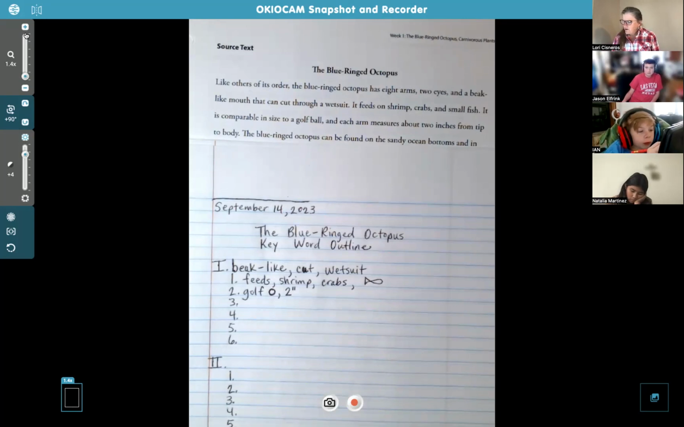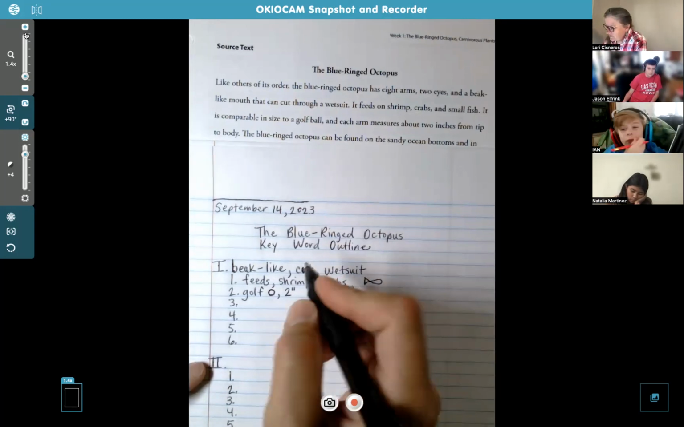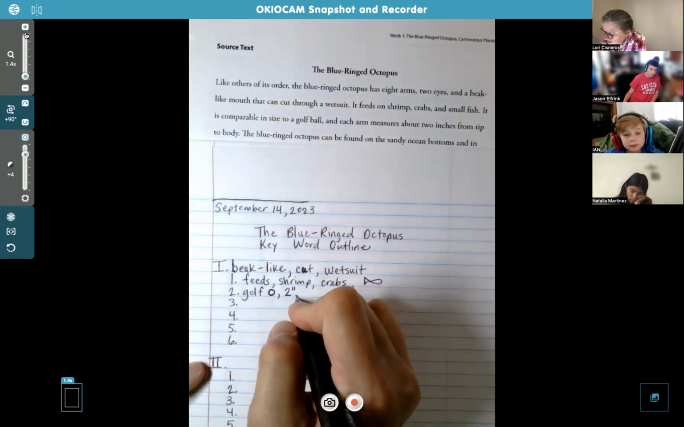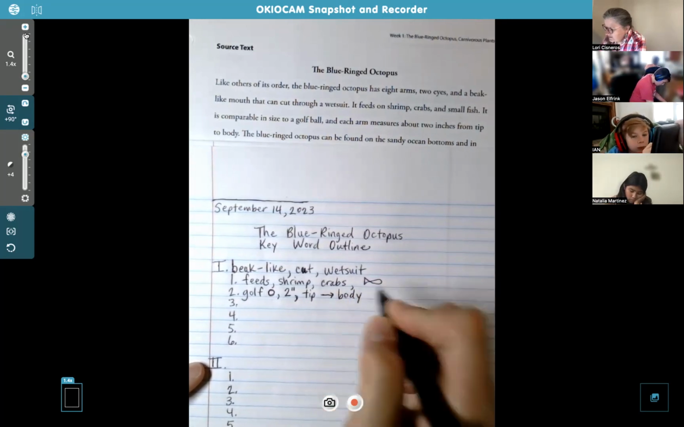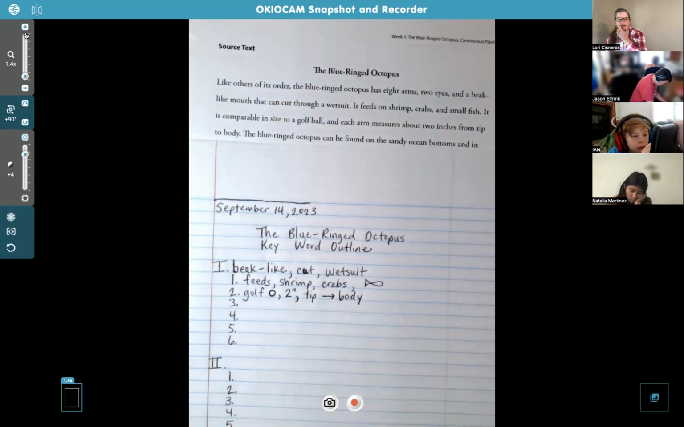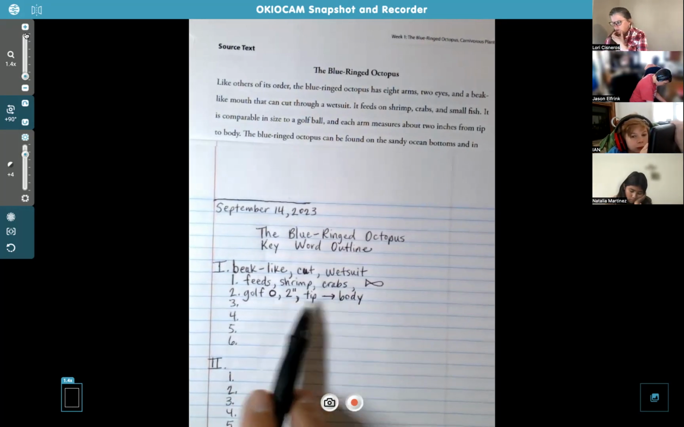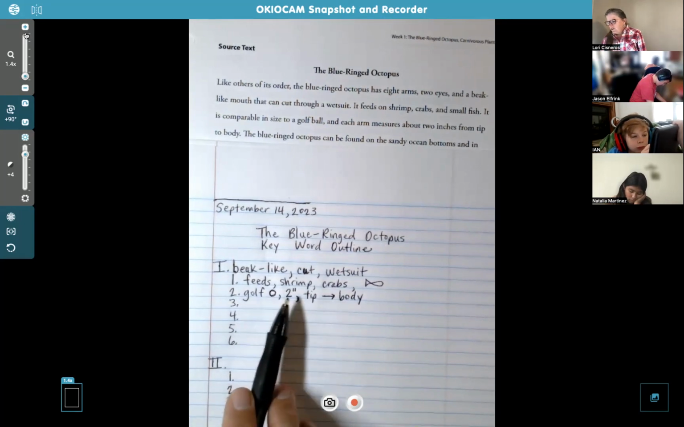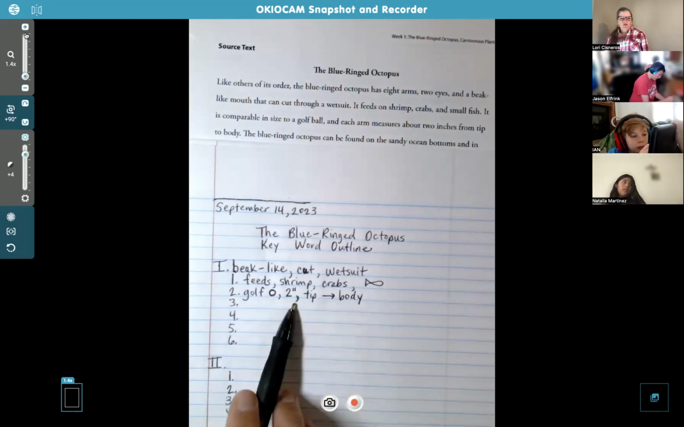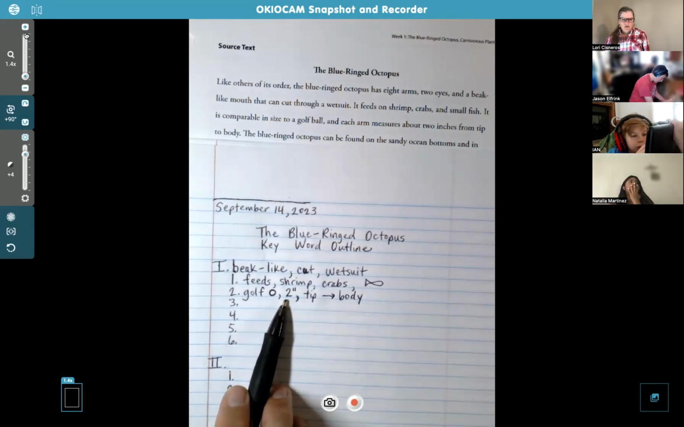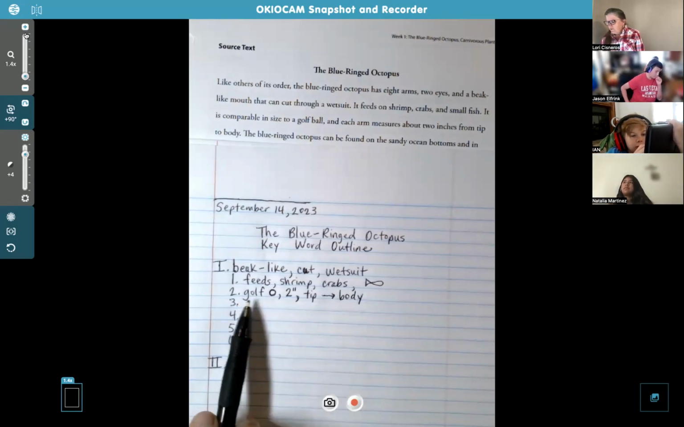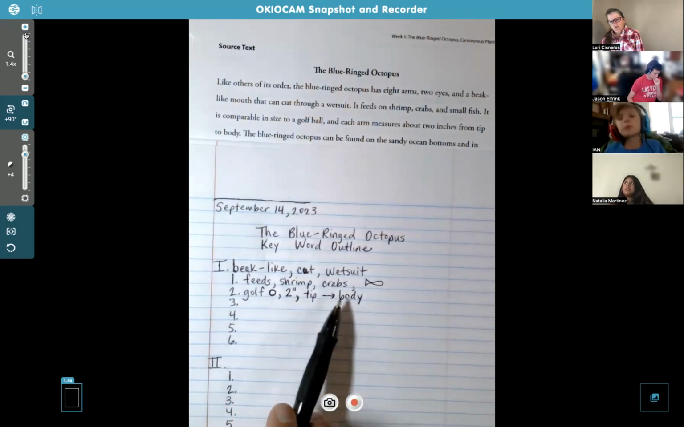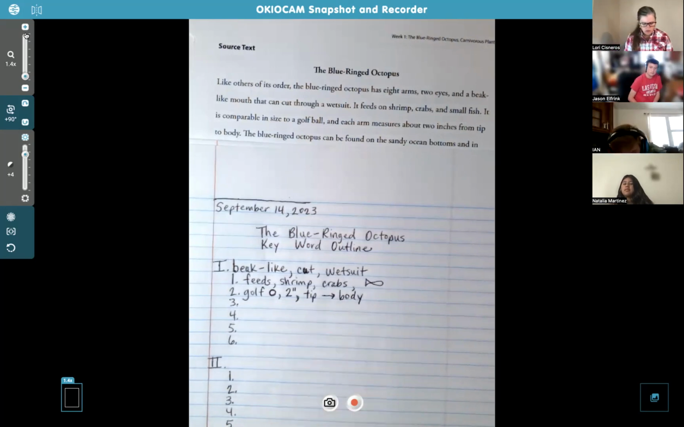And it's 2 inches from tip to body. So what I'm going to do now is put a comma and put tip, arrow, body. There, I've got golf, tip, body as my 3 words, but I've got some symbols in between. Golf ball, 2 inches, tip to body. We'll just have to remember that the arms are 2 inches long. So we got golf ball, 2 inches, tip, and then an arrow to body.